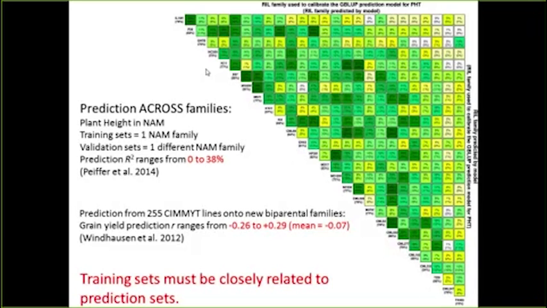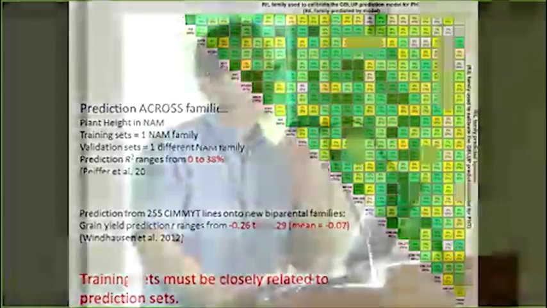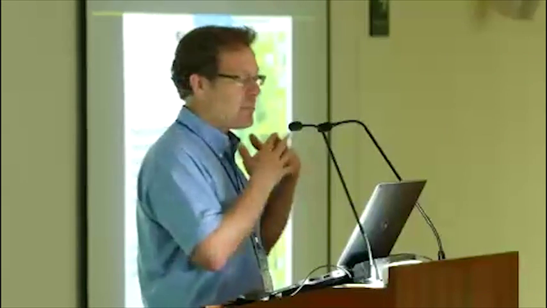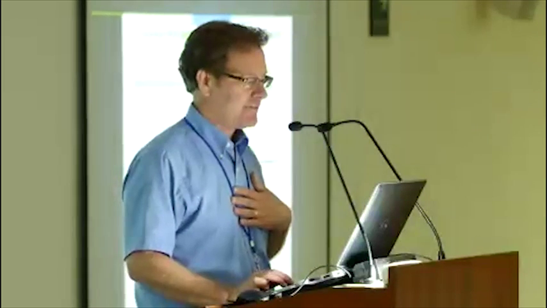Okay? So the training sets have to be closely related to the prediction sets. And this is really a problem, because if you get into diverse genetic material, if we talk about 50 races of maize, each of those races, there's hundreds of accessions. You get into each one of these, they're all like separate cases. And a prediction model in any one case is not going to do anything for another case.